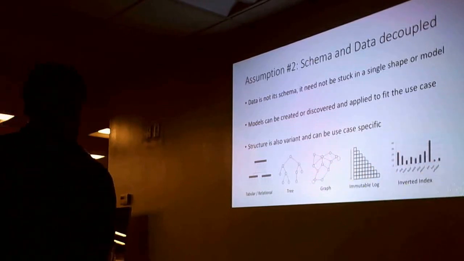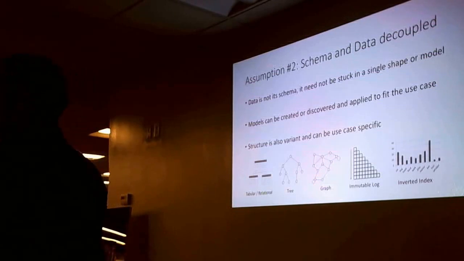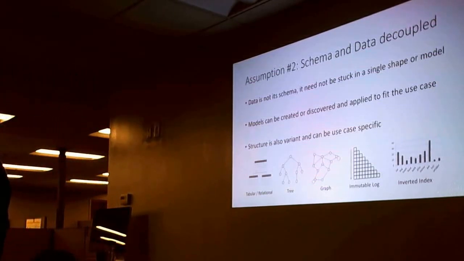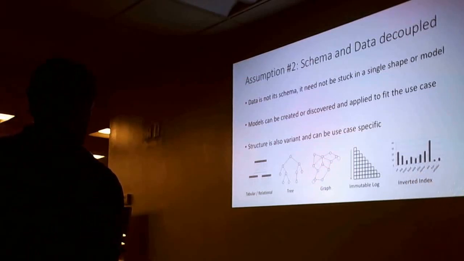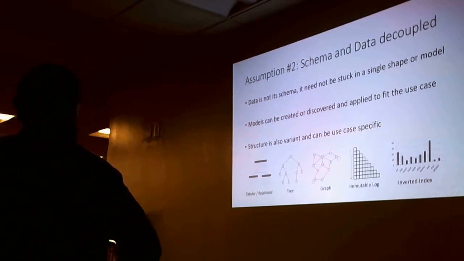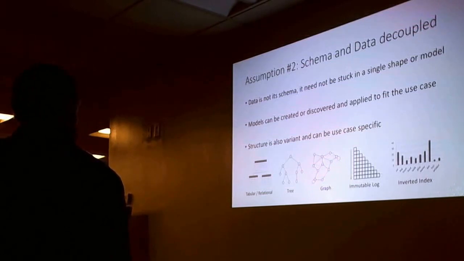Obviously, there's the classical tabular and relational model. You have a tree structure, something like XML or JSON fits that tree structure. Graph, there's Neo4j and Titan and other graph databases out there. Mutable log, inverted index, Elasticsearch, that kind of thing.